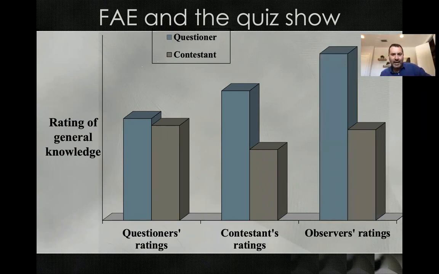So why is it the case that the contestant and the observers are exhibiting this sort of bias? Why do they believe that the questioner knows more than the contestants do? Well, take the perspective of an observer. Let's say that you're an audience member in this game show, and you're watching this game show proceed, and what you notice is that the contestant gets some questions right and some questions wrong, but the questioner, the host, seems to know the answers to all the questions.